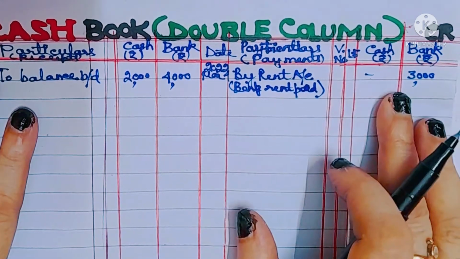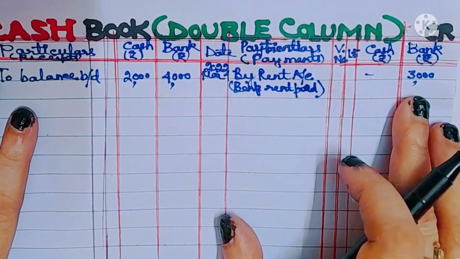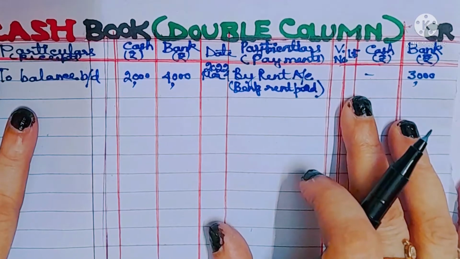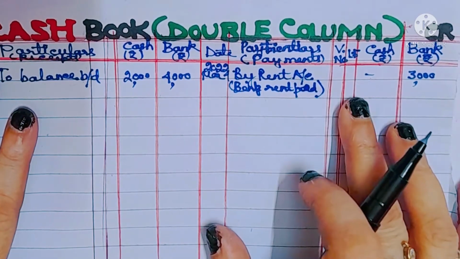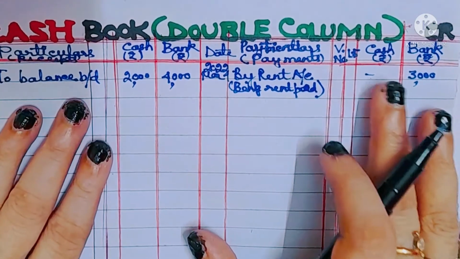Bank account comes under personal account. According to personal account, the giver of the benefit is credit. Here, when rent is paid, bank is the giver of check. So 3000 will be credited. Understood? Now let's see the next transaction.